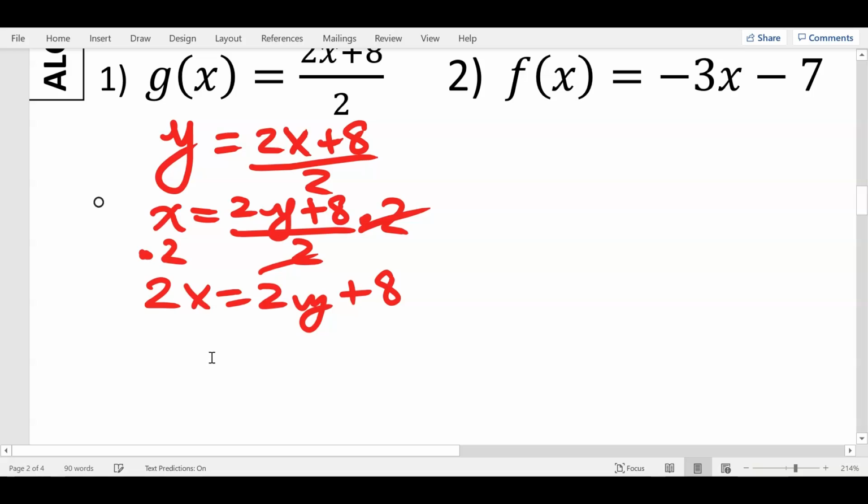Okay, next step. To get y by itself, do I get rid of the 2 or the 8 on that side? 8. How do I get rid of a plus 8? Minus 8. Minus 8. Let's see how smart y'all are from yesterday. What is 2x minus 8? What's 2x minus 8?